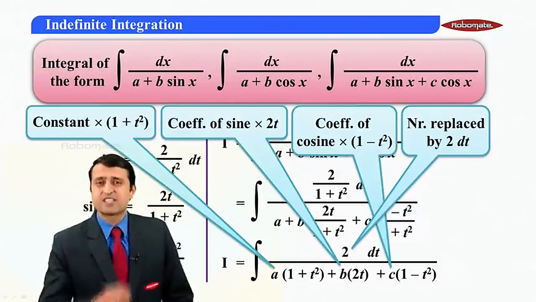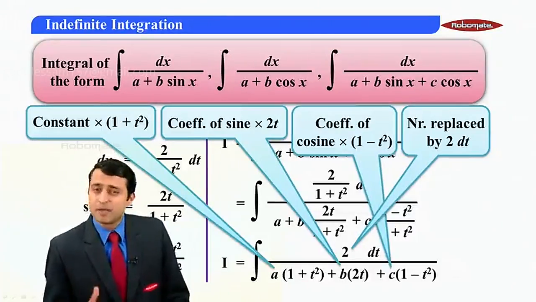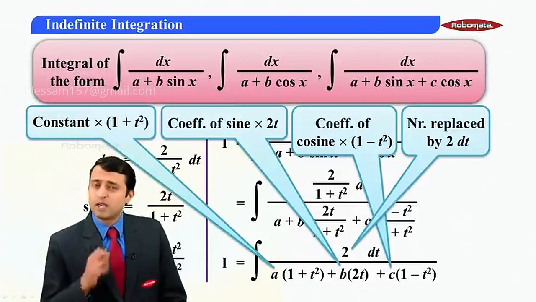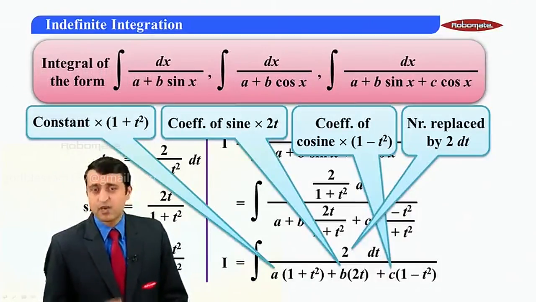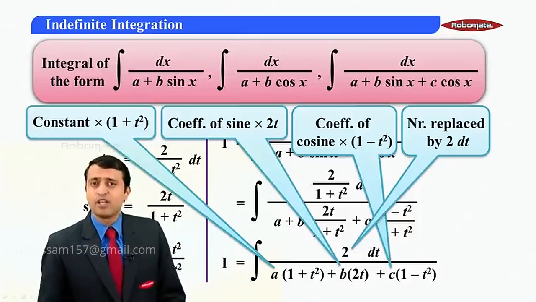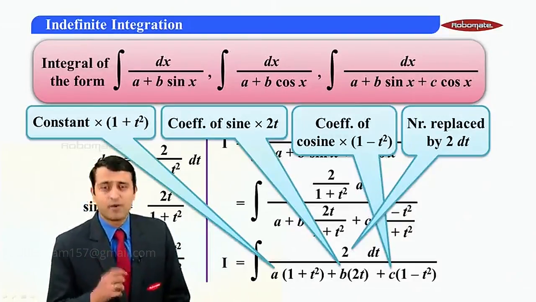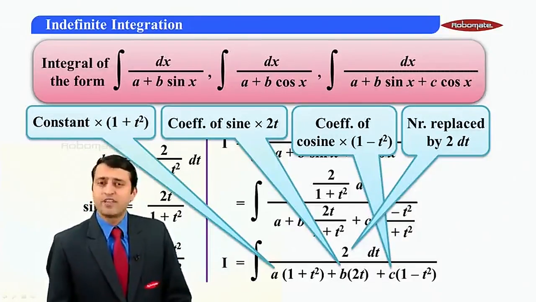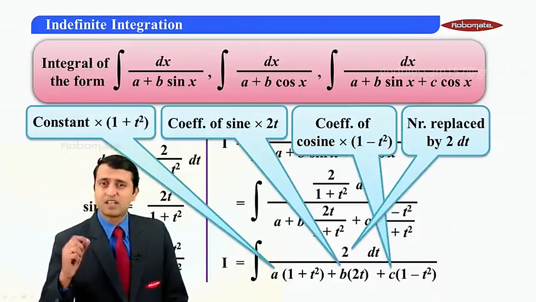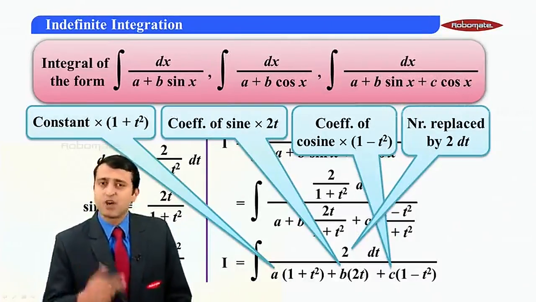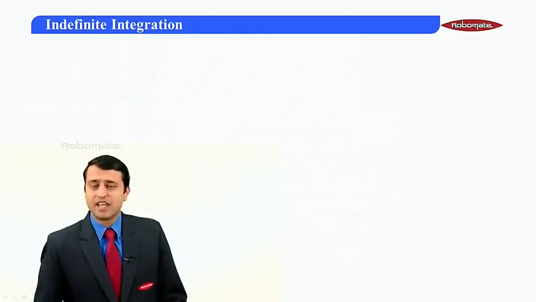So for any sum, these are the things I should do. Replace the numerator by 2 dt, multiply the constant term with 1 plus t square, coefficient of sine by 2t, and coefficient of cos by 1 minus t square. So directly we can skip the first 5-6 steps and come to this step. After that we solve normally. Now let us see this in an example.